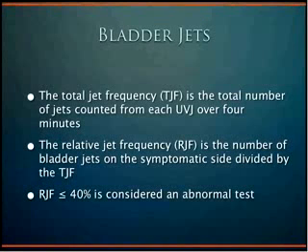So the total jet frequency is the total number of jets counted from each ureterovesical junction over a 4-minute period. The relative jet frequency is the number of bladder jets on the symptomatic side divided by the total jet frequency. If the relative jet frequency is less than 40%, it's considered an abnormal test, and a CT urogram should be considered for an obstructing ureteral calculi.